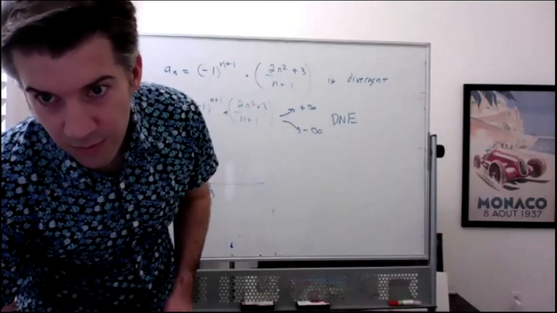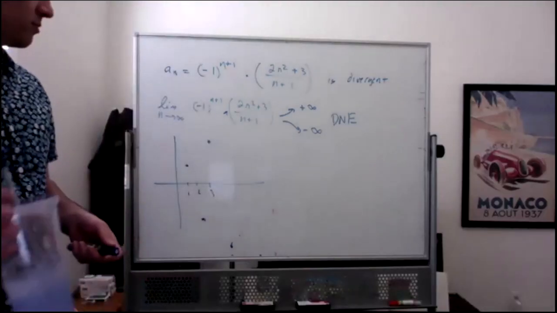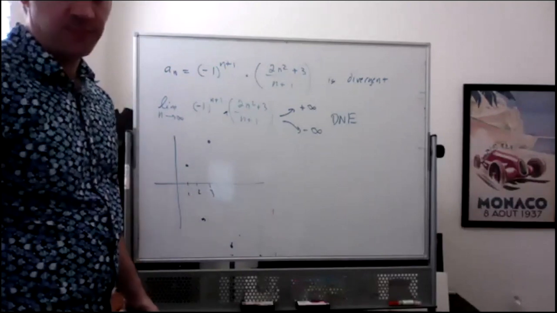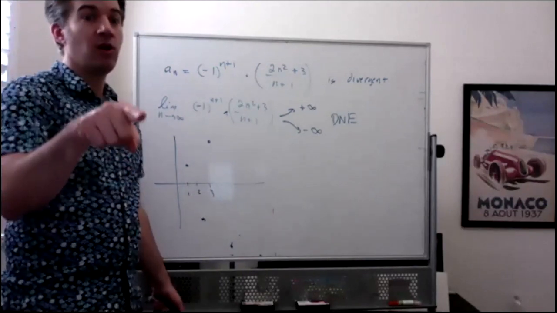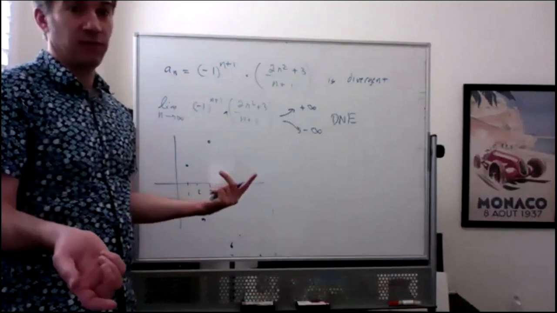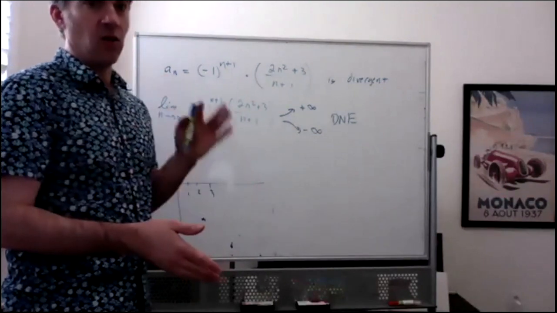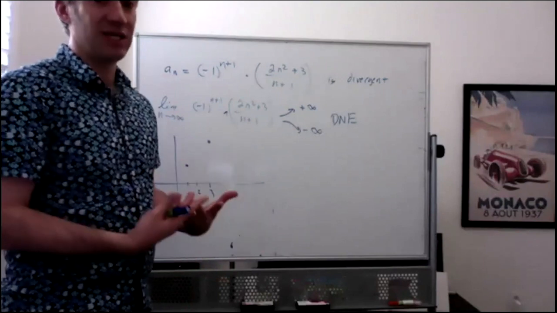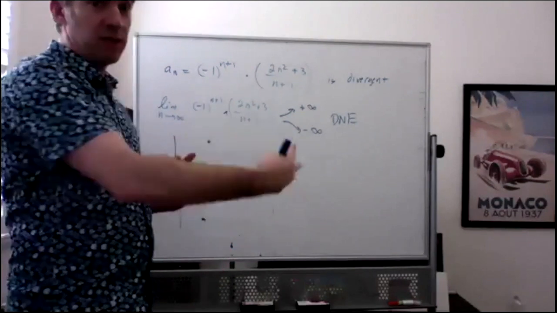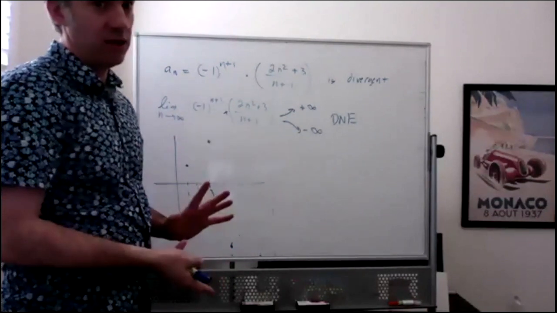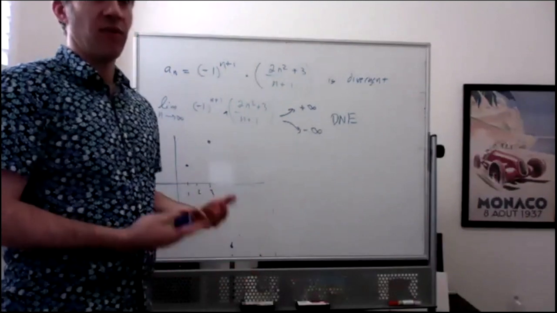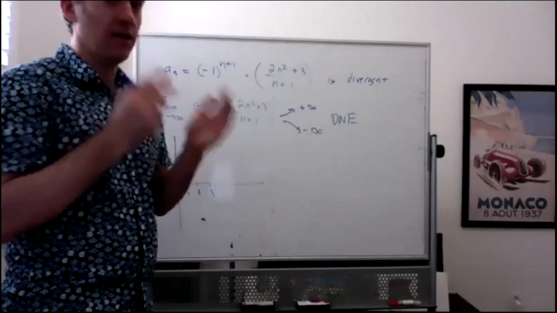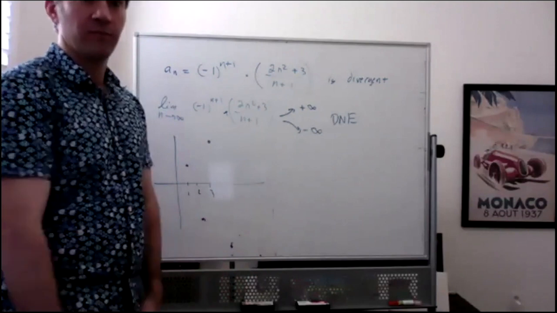So whenever it doesn't approach a specific number, it's always going to be that the limit doesn't exist. Yeah. So if the limit isn't getting close to one specific number, or either infinity or negative infinity, the limit's going to not exist, which is equivalent to saying the sequence is divergent. If the limit doesn't exist, or the limit is infinity or negative infinity, the sequence is divergent. If the limit exists and is a real number, not infinity or negative infinity, then we say that the sequence is convergent.